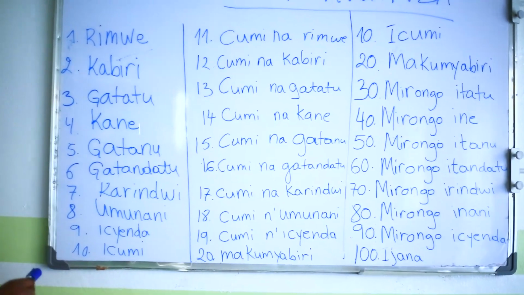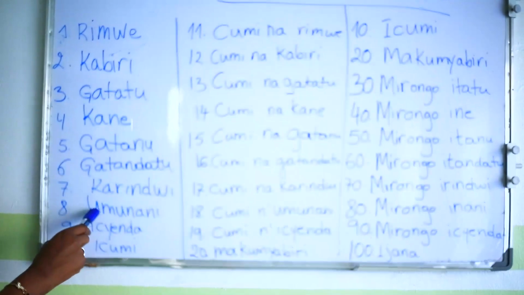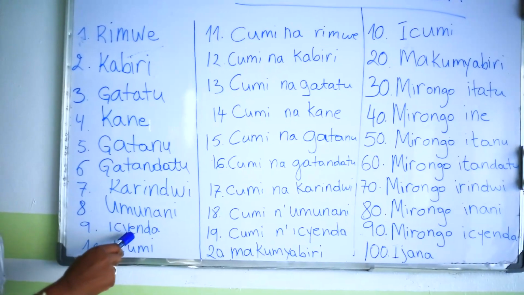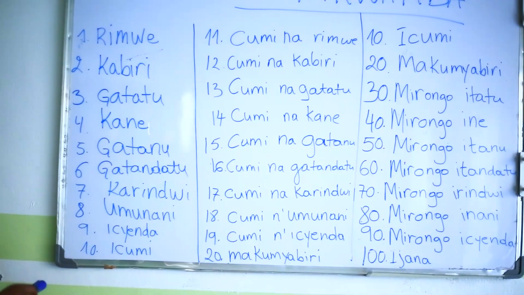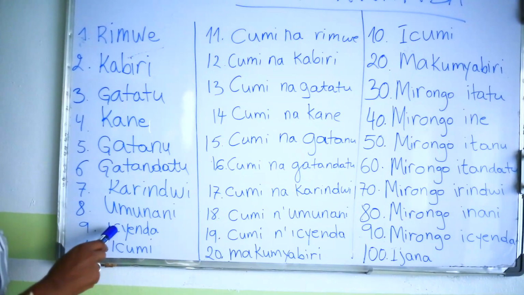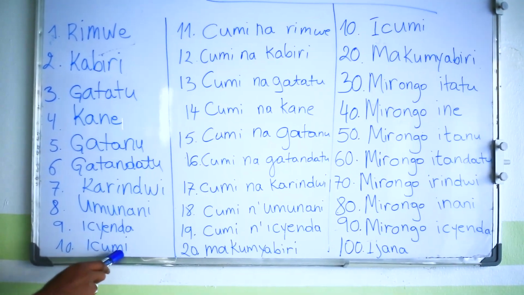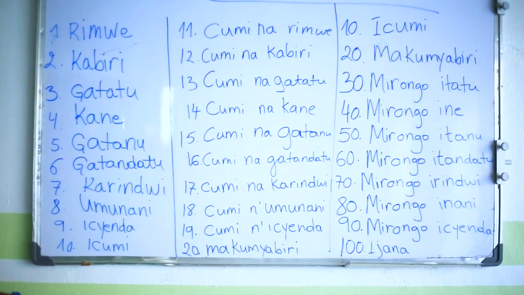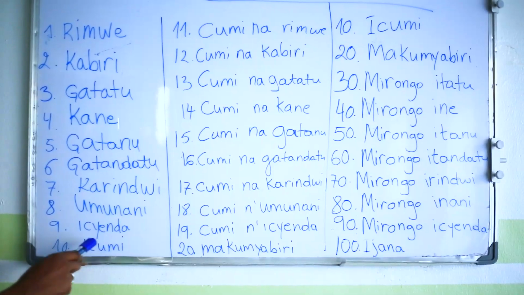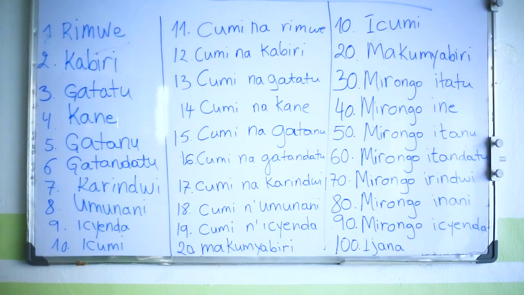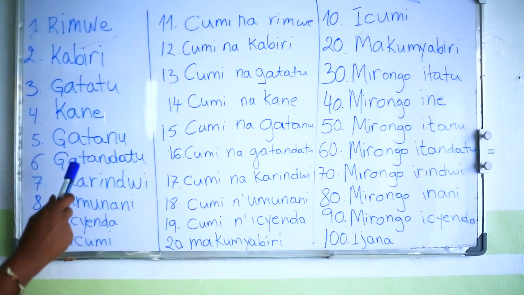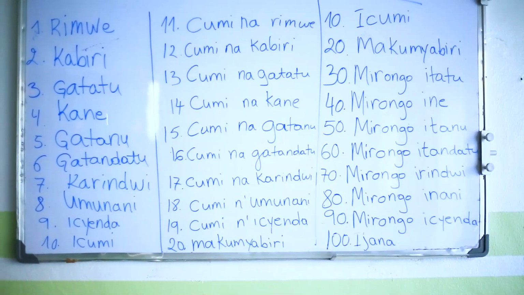Umunani, umunani. Icyenda, icyenda. Icumi, icumi. Now we move from 11 to 20.